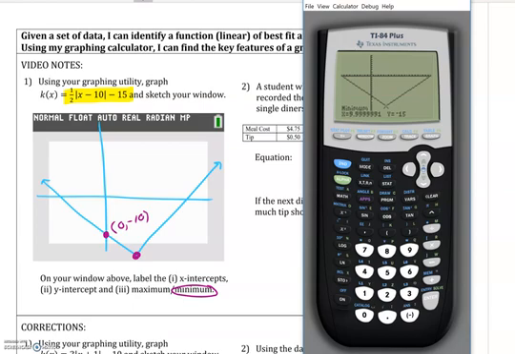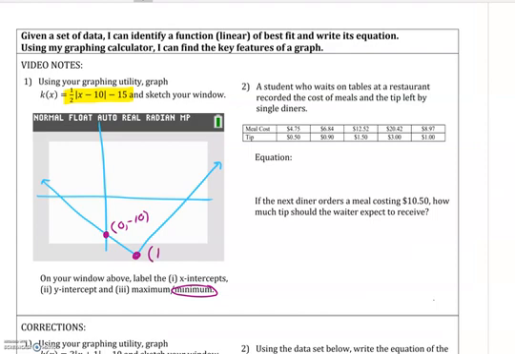And if I round that, I am at 10, -15. So 10, -15. Now I need to find my x-intercepts.